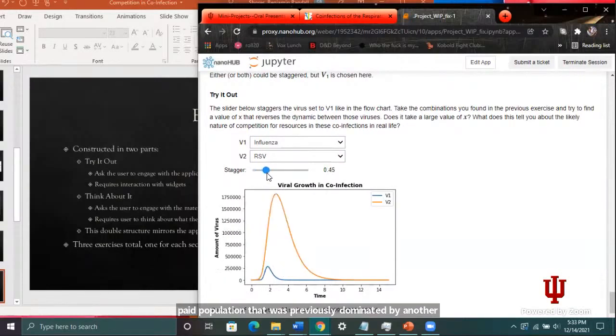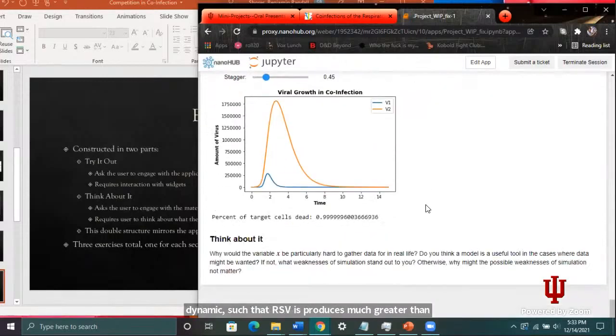dynamic such that RSV produces much greater than influenza in this case. And then I ended it with the final asking a question about why would the variable be particularly hard to gather data for in real life, and sort of expanding outward to a general question on the usefulness of a model as a tool in these cases, where data might be wanted but may be very difficult to get.